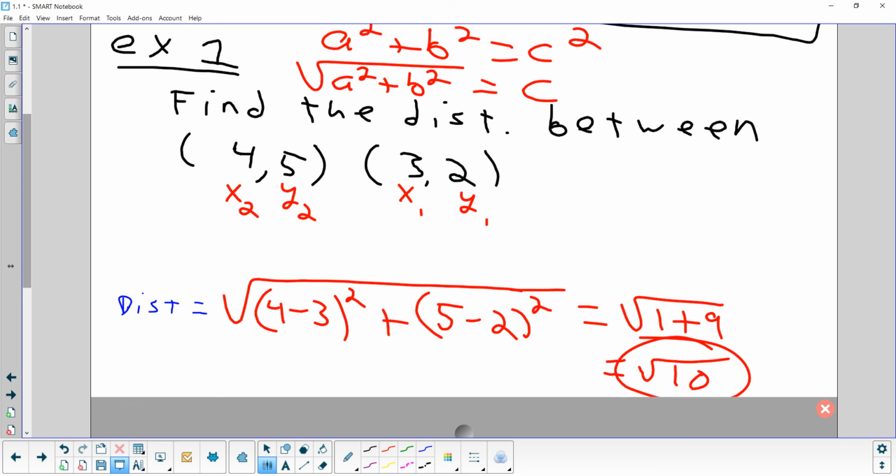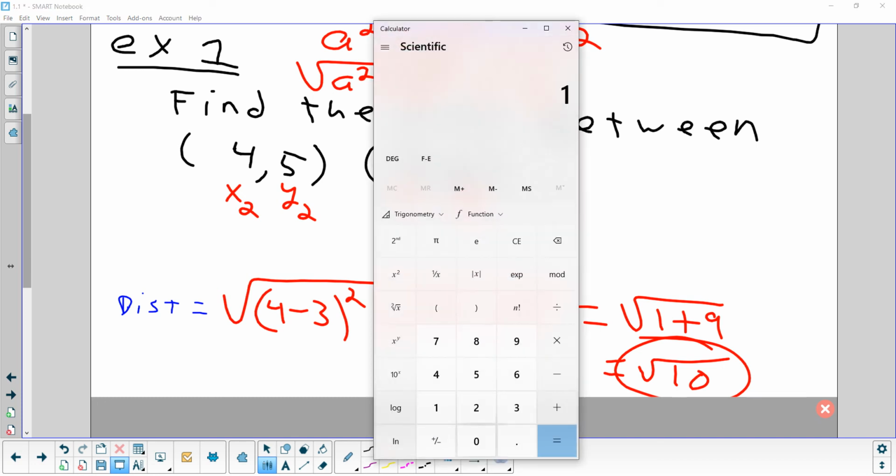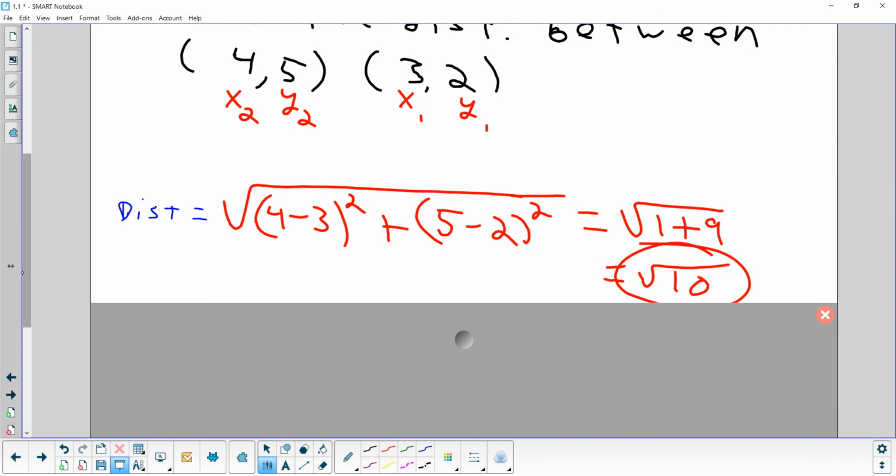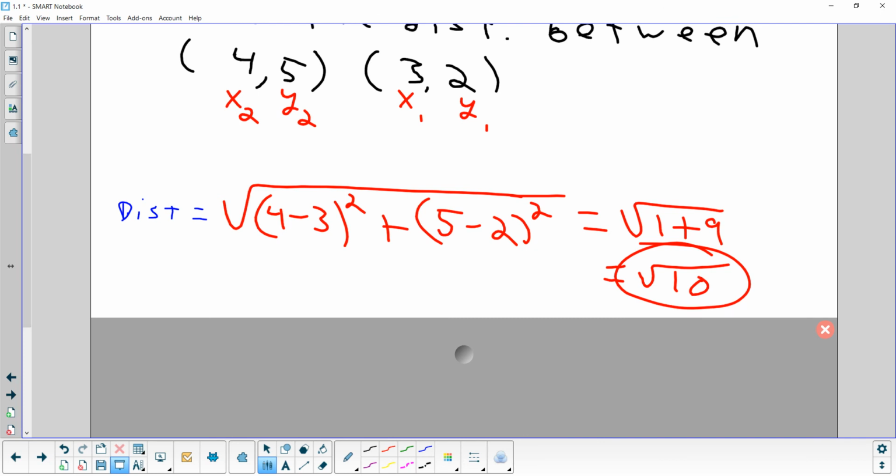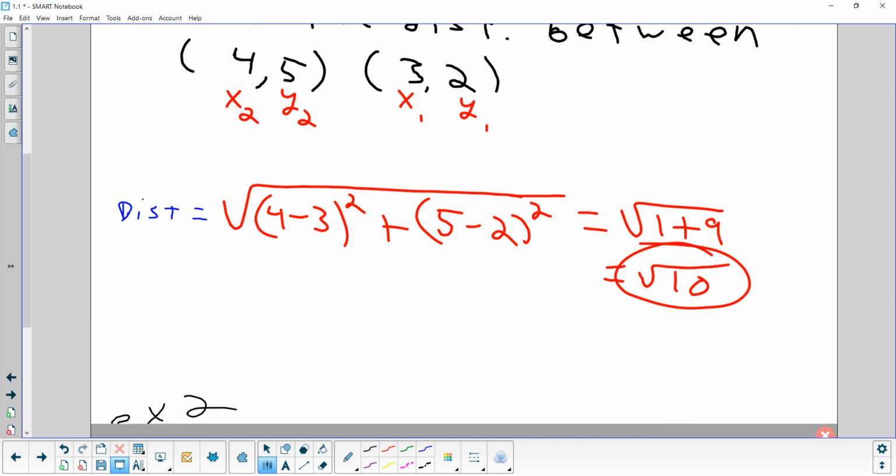If the directions don't say to round it off to a decimal, you leave it just like that. If it said round to 2 decimal places, then on your calculator, you would have to type in square root of 10, which is about 3.16. This is what you call the exact answer, because it's not rounded. And for that one, there is nothing else to do. Square root of 10 is done. Any question on that one?